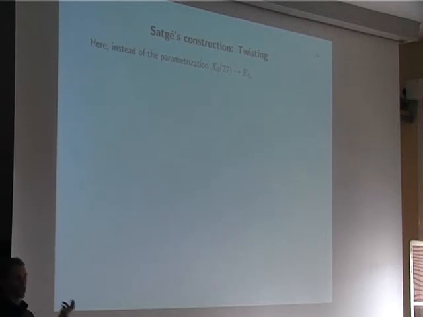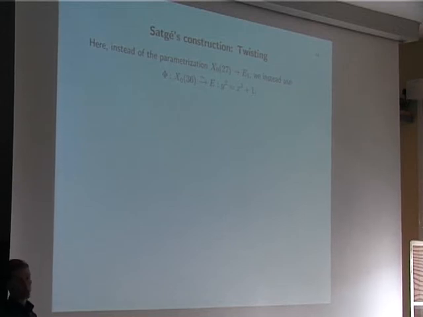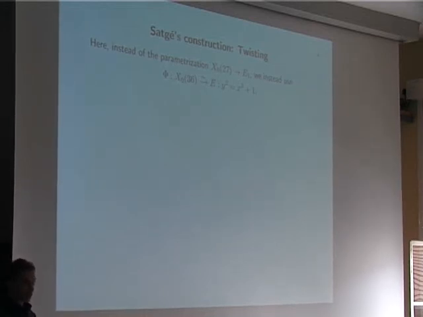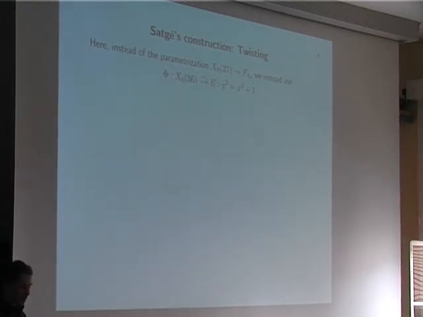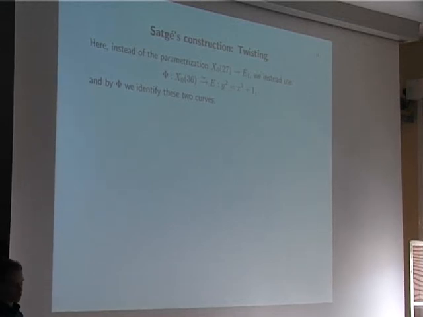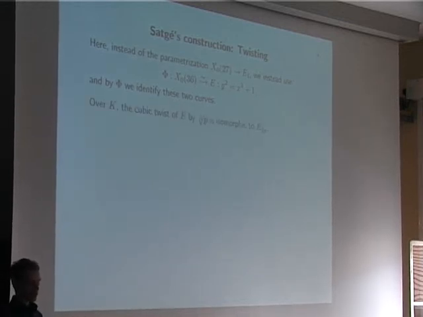So you always have to start with some kind of parameterization. Instead of considering X_0(27) going to E1, we're going to use a different parameterization. We're going to look at X_0(36). This is another nice modular curve, and it happens to have genus 1. It's an elliptic curve, and you can compute that this equation doesn't get any simpler than this: y^2 = x^3 + 1. OK? Why bother looking at that? Well, first of all, let me identify these two curves using phi.